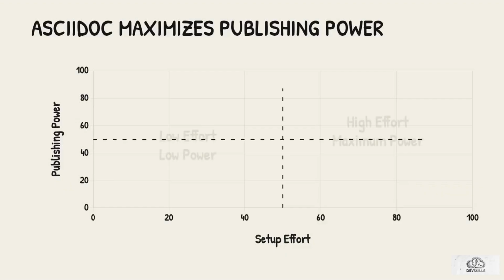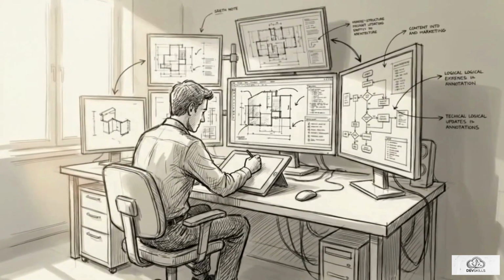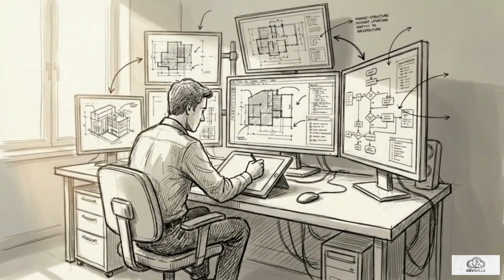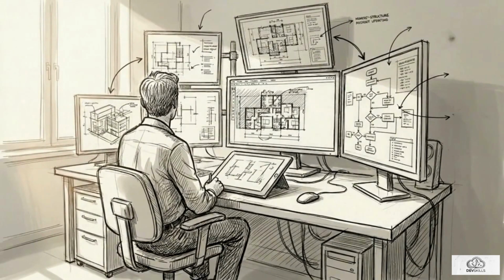This quadrant chart plots effort versus impact. Markdown sits squarely in the top left quadrant, representing low setup effort but low publishing power. The chart then plots AsciiDoc in the top right quadrant, representing a high setup effort that yields maximum publishing power. The true barrier to adopting AsciiDoc is not learning a slightly different syntax. It is committing to the engineering environment required to process it.